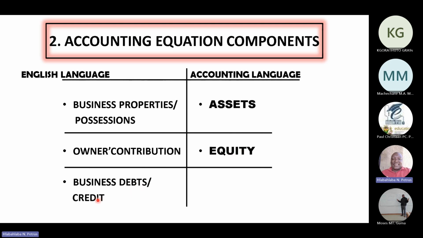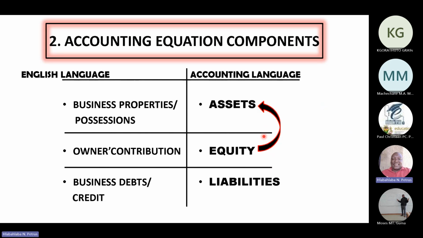And then business debts. Business debt or credit, if a business is lending money from certain people or certain companies, we refer to them as liabilities. We don't say it's debts. We refer to them as liabilities. So these three form part of accounting equation: assets, owner's equity, and liabilities.